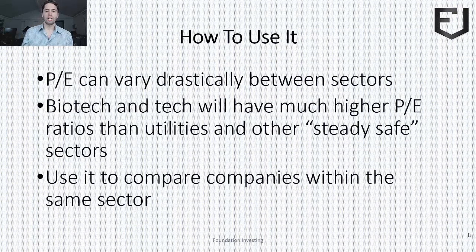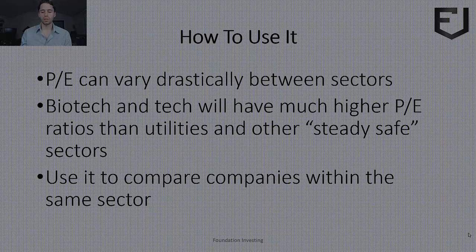So now that we know what it is, how do we use it? Because we want to use it to make good decisions on our stock trades. So PE can vary drastically between sectors. Biotech and tech will have much higher PE ratios than utilities and other steady and safe sectors. So it's important that you use PE as a comparison with companies in the same sector. Don't go comparing PEs of tech companies to utility companies.